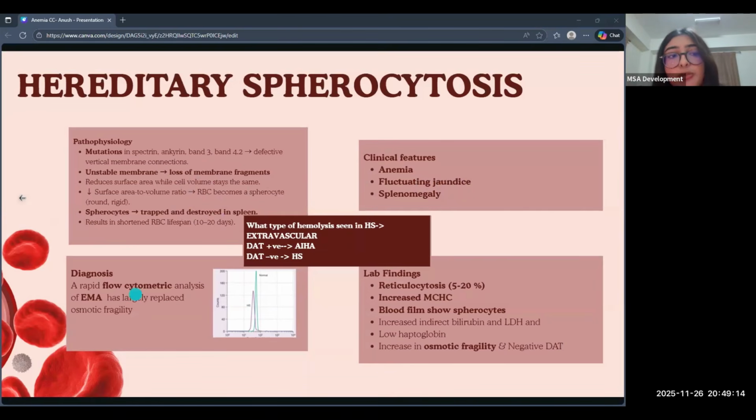How do you diagnose it? You do flow cytometry of an EMA, which is eosin-5-maleimide. It's basically a dye that binds to band 3, and it measures the content of the structural proteins.